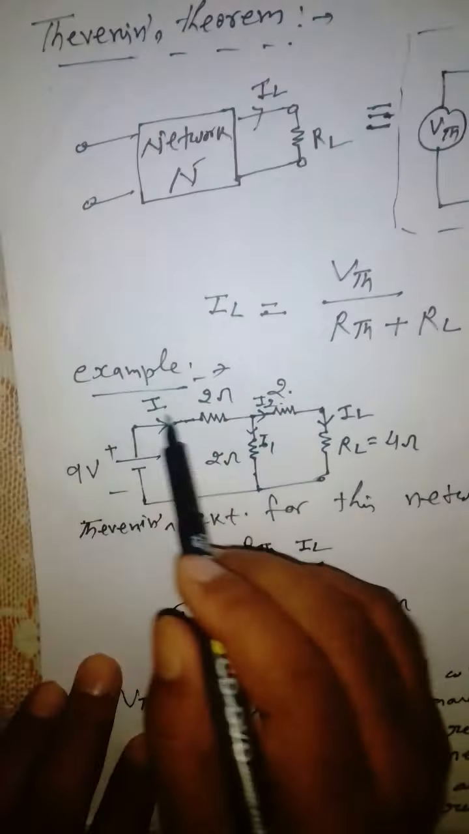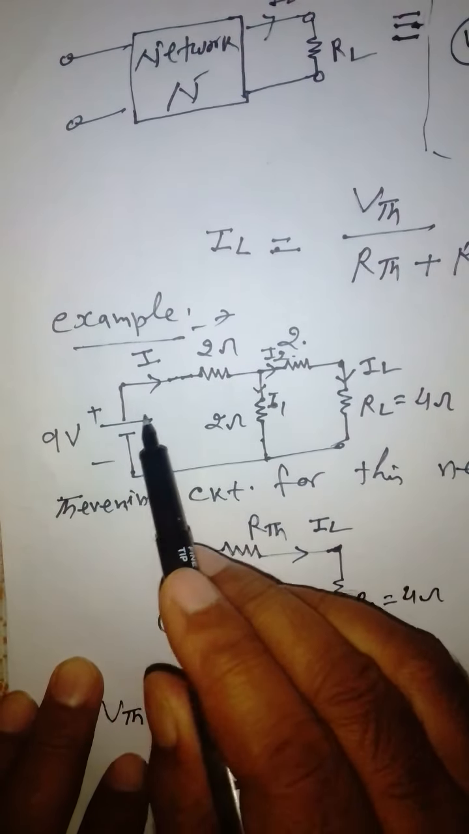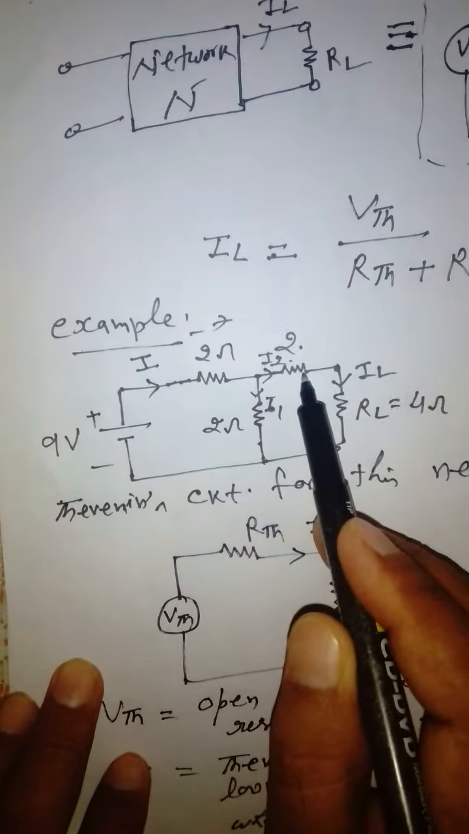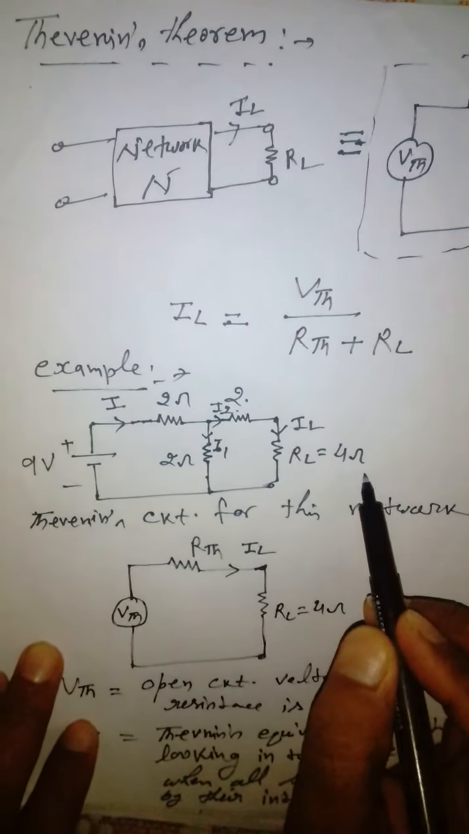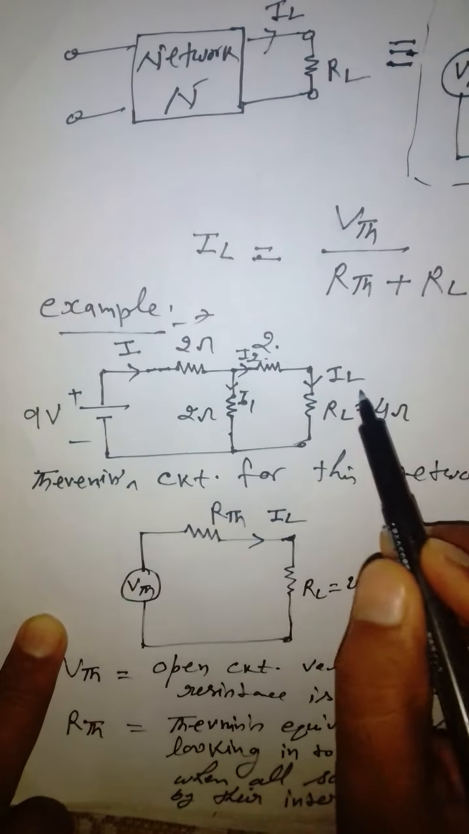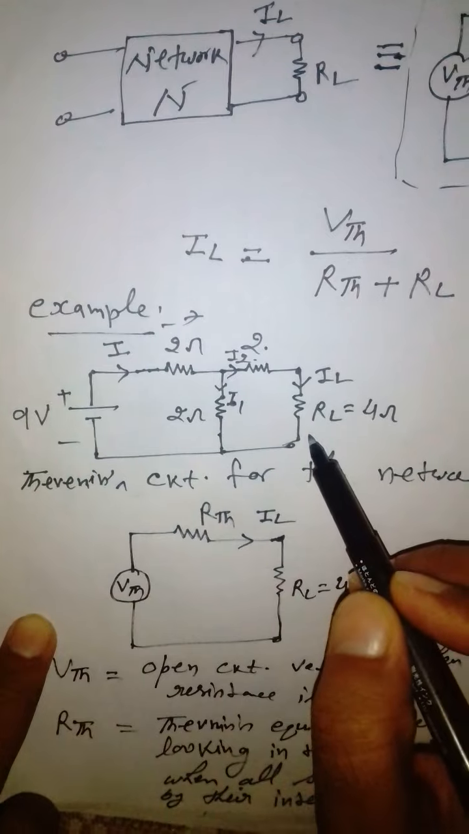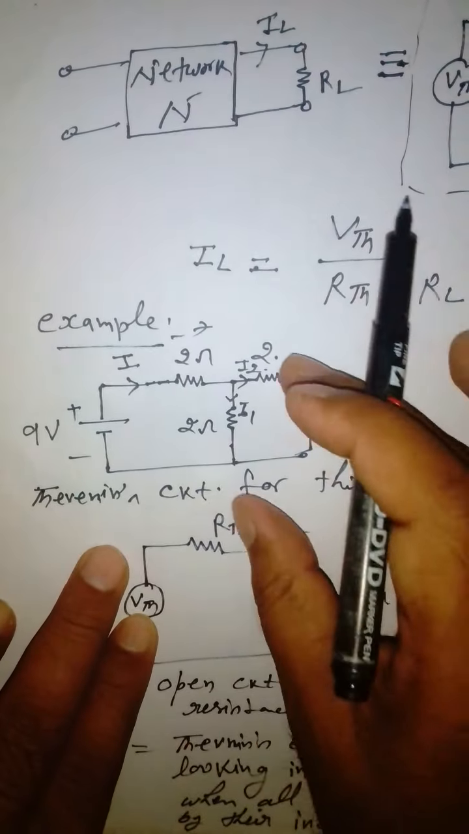Suppose we have a network like this. We have a 9-volt source and a 2 ohm resistance here, 2 ohm resistance here, 2 ohm resistance here, and a load resistance of 4 ohm here. Now we have to find the load current IL in this branch. So first of all, we will have to draw the Thevenin's equivalent circuit of this network.